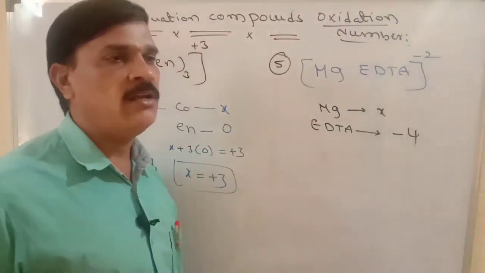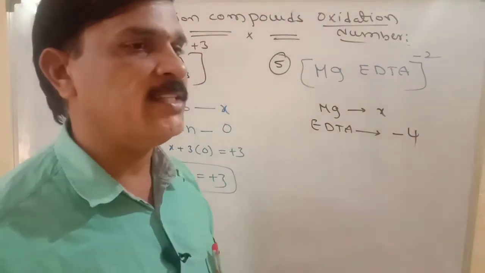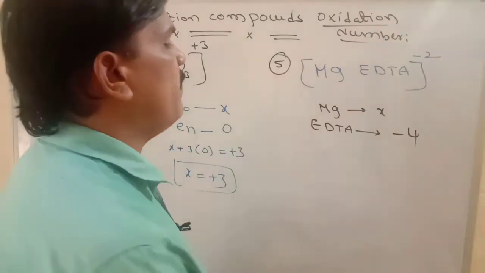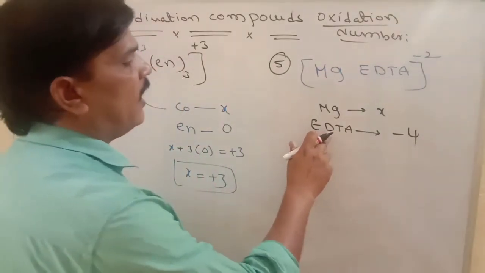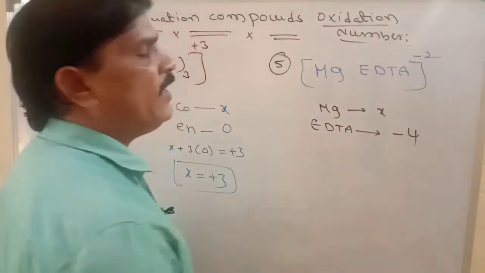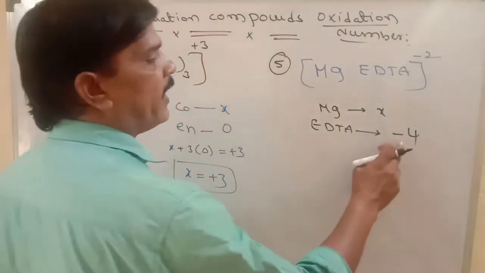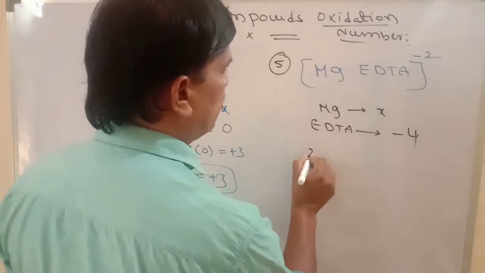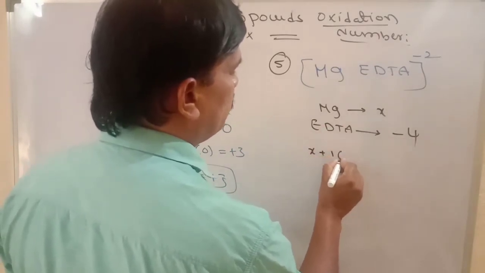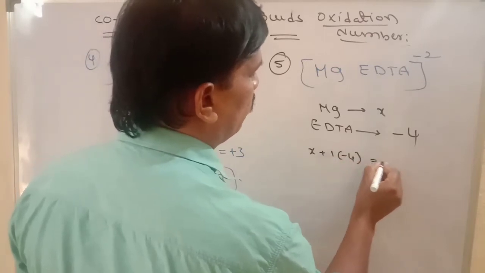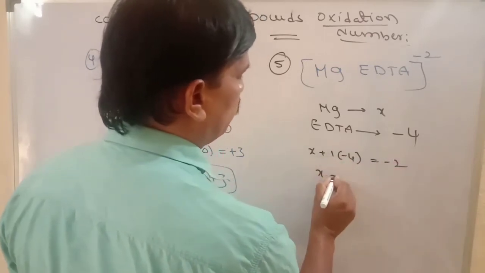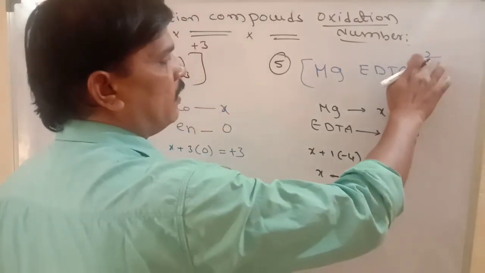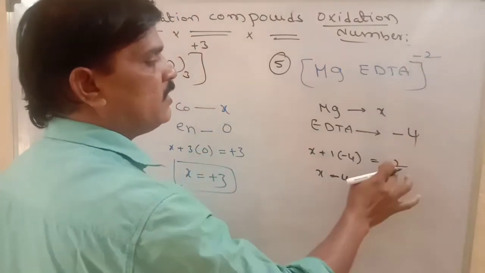I explained in the last video how to get the minus 4 charge in EDTA: there are 4 acetate ions around the ethylenediamine. So EDTA, ethylene diamine tetraacetato, tetraacetato means minus 4. Okay, consider Mg as X. So 1 EDTA means minus 4, equal to minus 2. X minus 4 equal to minus 2. How do we get this minus 2? The complex entity has a charge of minus 2.